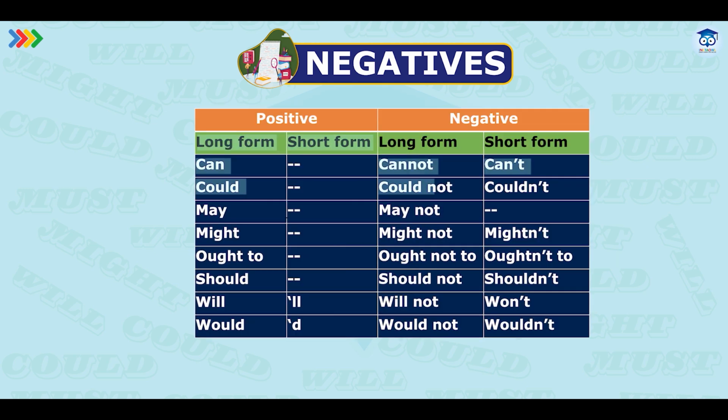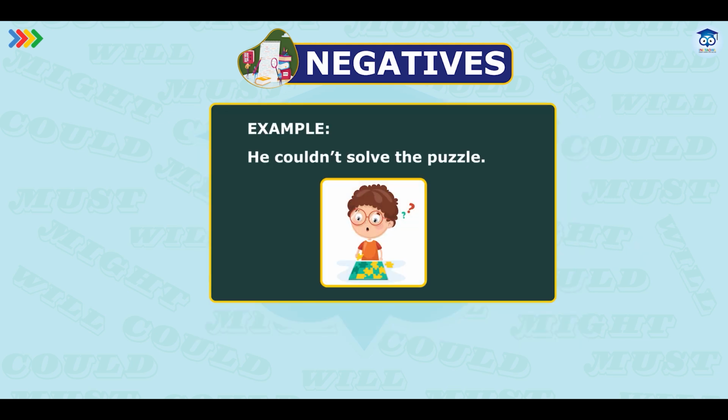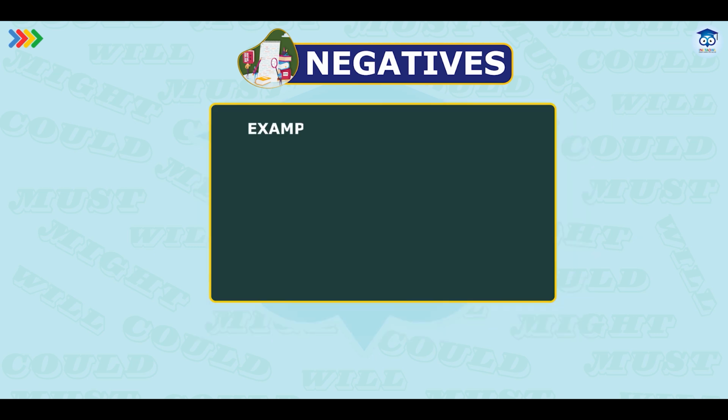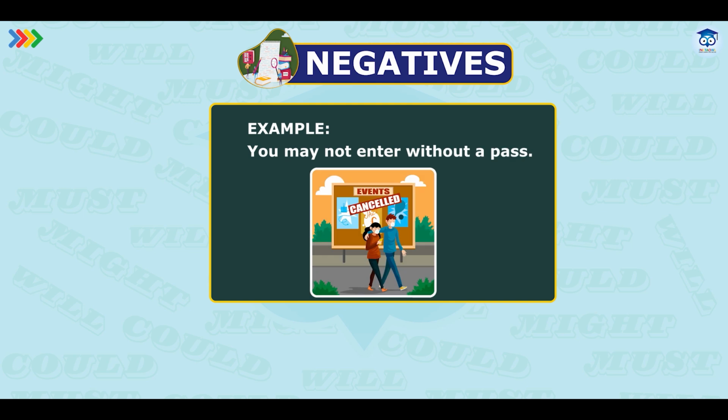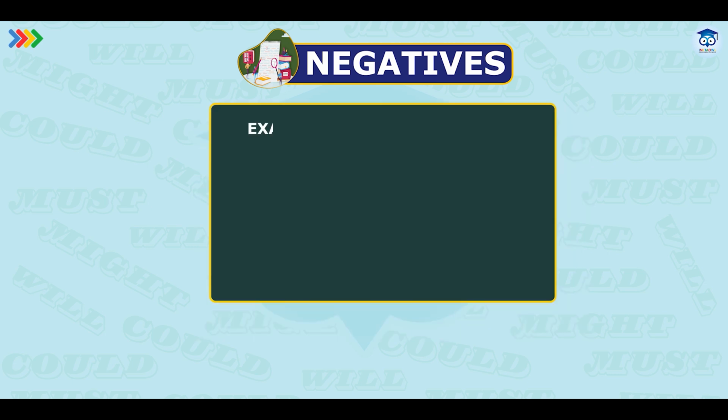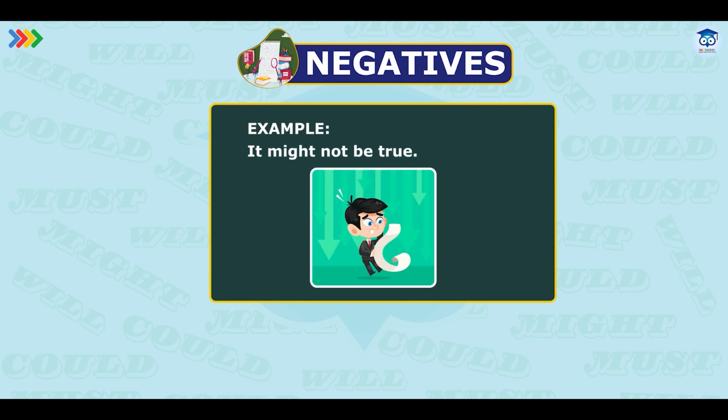Could becomes could not and the short form is couldn't. Like, he couldn't solve the puzzle. Next, may turns into may not, but notice there's no short form for it. For example, you may not enter without a pass. Might changes to might not and the short version is mightn't, though the short form is rarely used in modern English. We can say it might not be true.